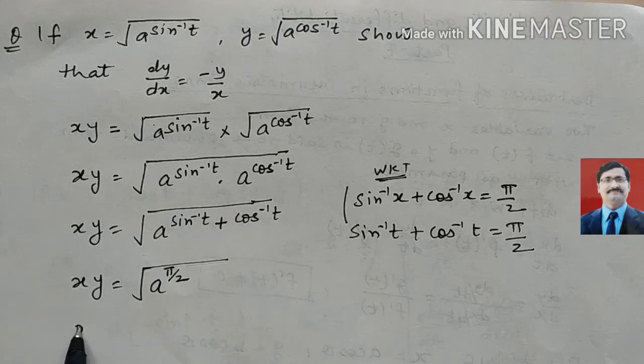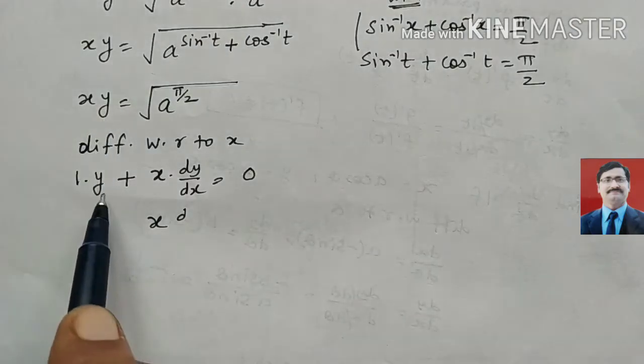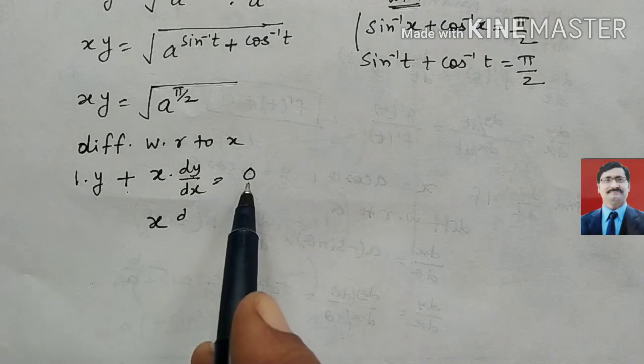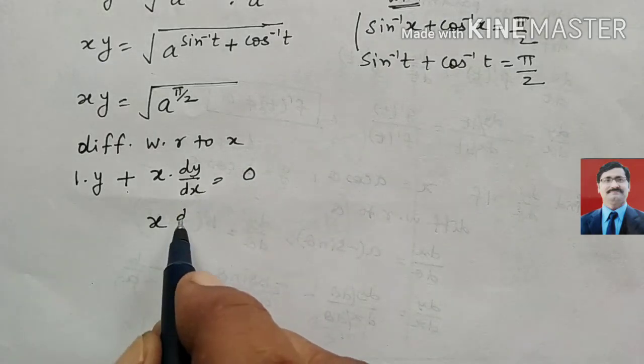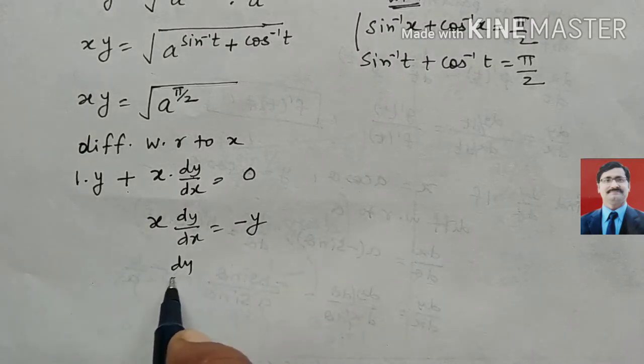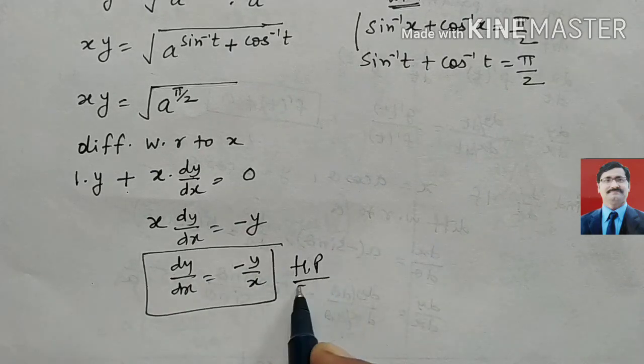Now you differentiate with respect to x. The differential of x is 1, y as it is, plus x as it is, times the differential of y, which is dy/dx, and the other side is 0. So from here we get x dy/dx = −y, and dy/dx = −y/x. That is only what we had to prove, hence proved. Did everyone understand this?